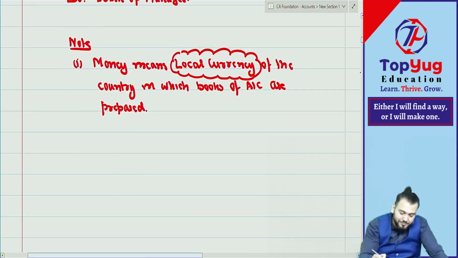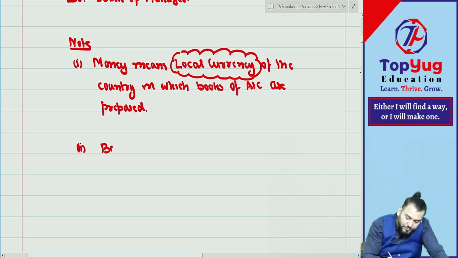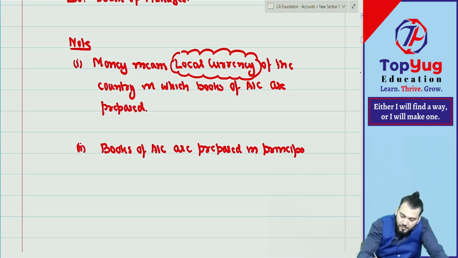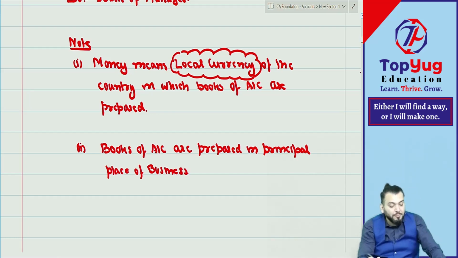Understood? Correct. Note number 2. Books of accounts are prepared in the principal place of business. So tell me, where will we prepare our books of account? In the principal place of business.